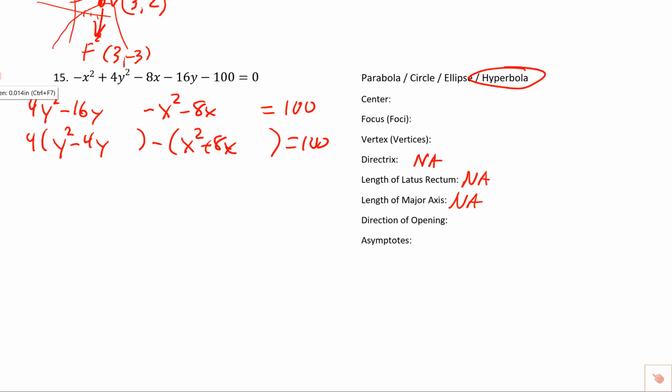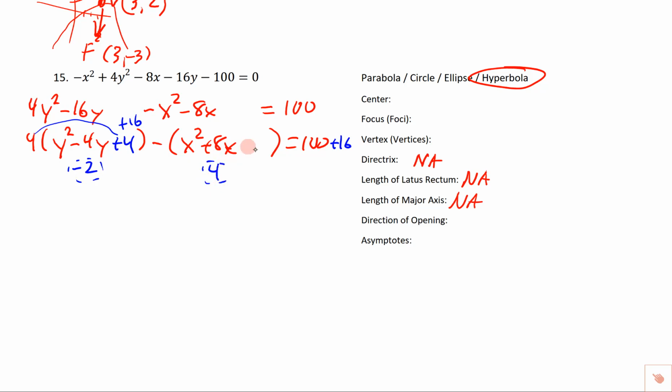Okay, then we're going to go ahead and complete the square. So I take half of this, that's a negative 2. I'm going to keep that because I'm going to use it in just a second. I square that, I end up with a 4, but by multiplying here, what I really did is I added 16 here. So I'm going to put a plus 16 over there. And then I come to this one, I take half of this, that's going to be a 4.